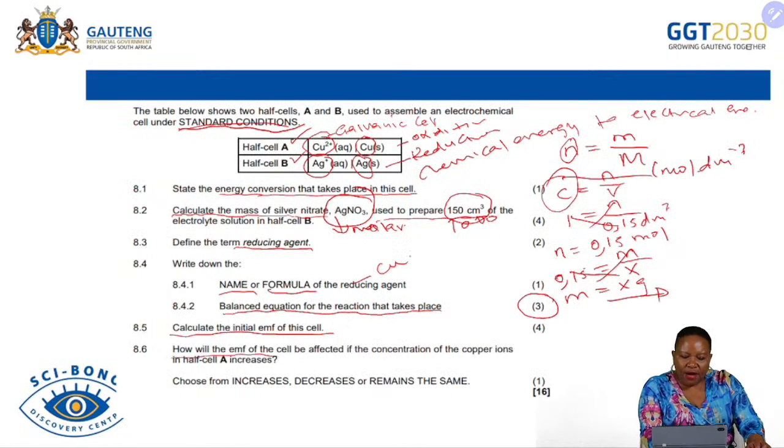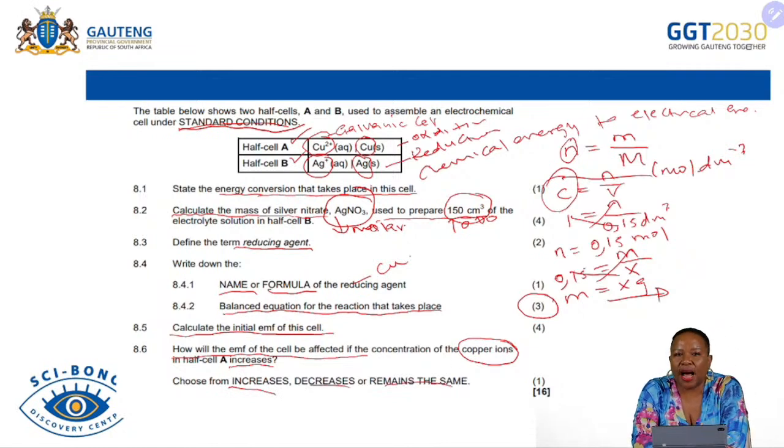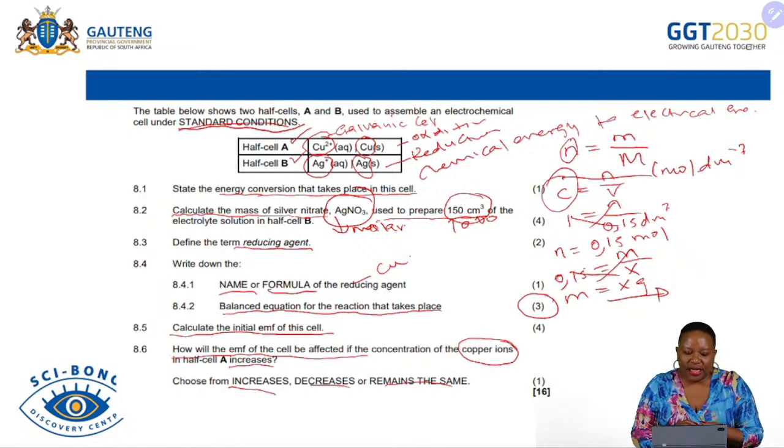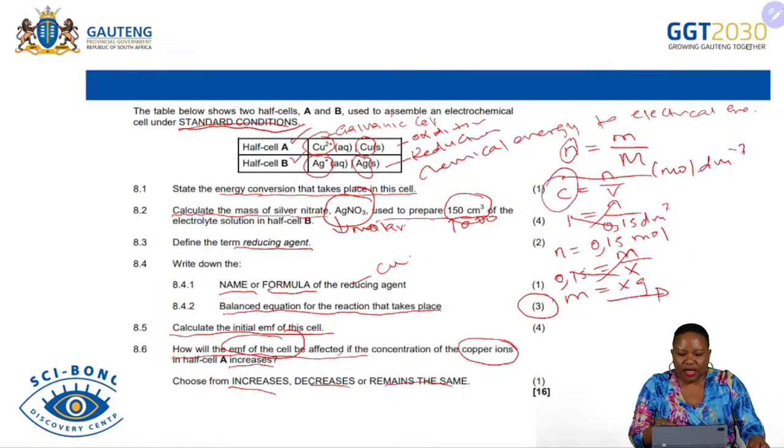And then how will the EMF of the cell be affected if the concentration of copper ions increases? So now we write increase, decrease, or remain the same. Where did we get the information about the E cell or the cell potential? The cell potential, we said it will decrease when the concentration of the reactant ions decreases and the concentration of the product ions increases. Now, the next thing that comes to mind is how the EMF of the cell will be affected by the copper ions being increased.